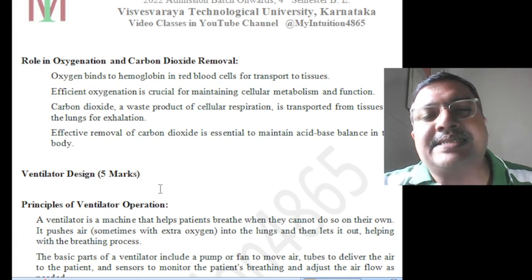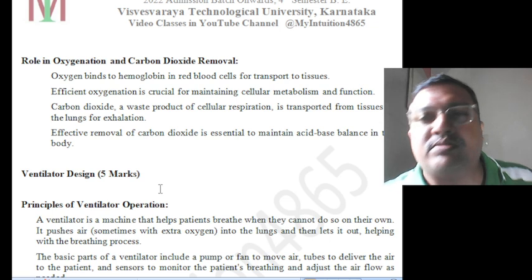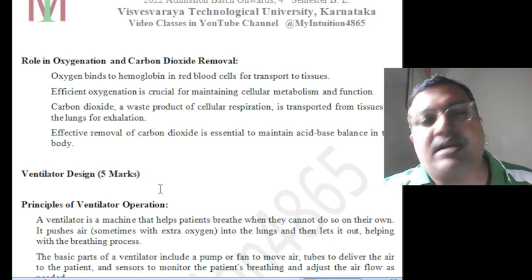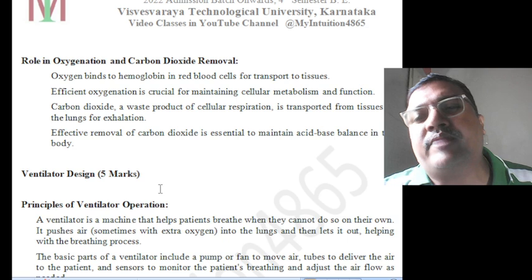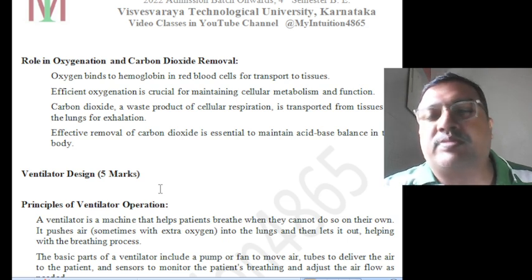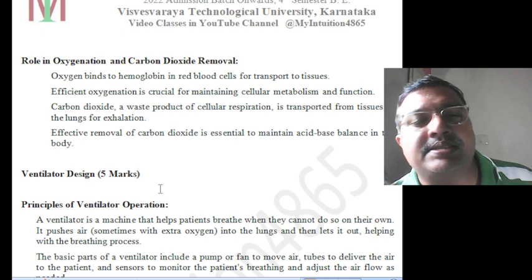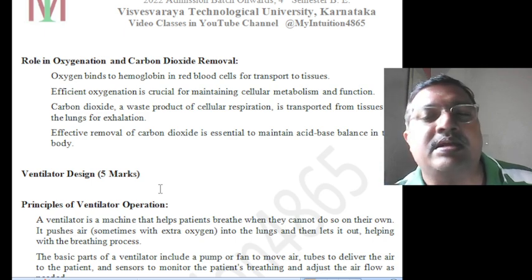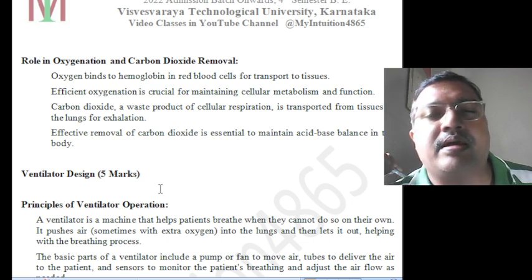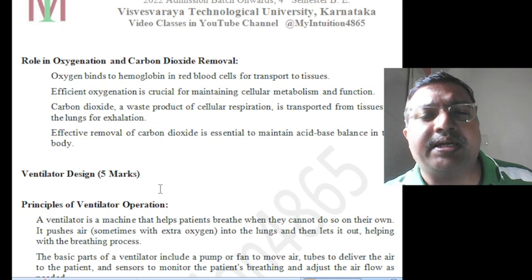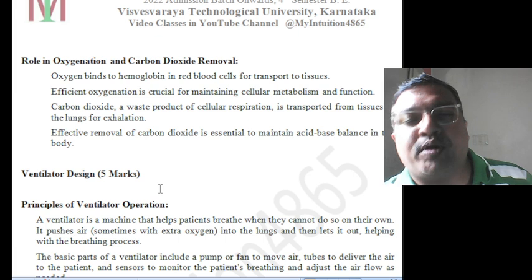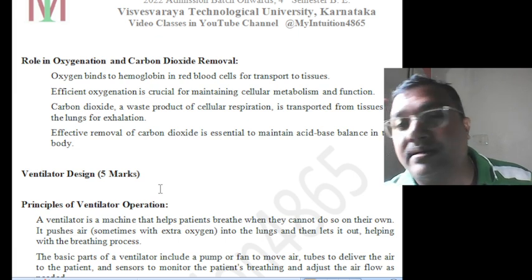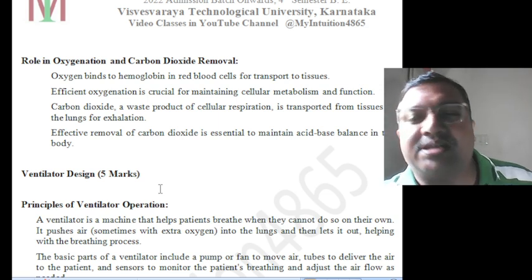So efficient oxygenation is very crucial. Adding oxygen to the blood is called oxygenation. Efficient oxygenation is very crucial for maintaining the cellular metabolism and function. All the body functions require oxygen. Therefore, effective oxygenation is to be ensured in the alveoli. Carbon dioxide is the waste product of cellular respiration, meaning once our body cells, each cell, use oxygen and do the cellular function, it produces carbon dioxide.